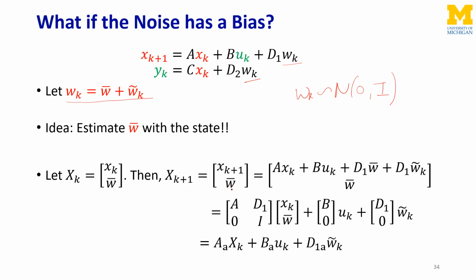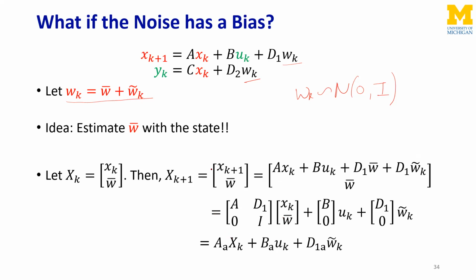And W bar, if W bar is W bar at step K, what is W bar at step K plus 1? Well, it's still W bar. So we can write the equivalent A, B, and D1 matrices for this case when the noise has a bias. So with the original A, B, and D1 matrices, I'm going to get this AA. I can construct this AA, BA, and D1A matrix where WK tilde is a zero mean noise, and we assume that's a Gaussian noise.